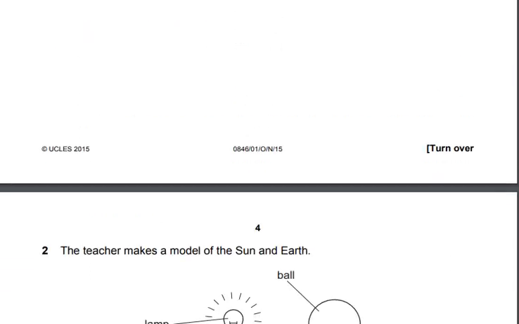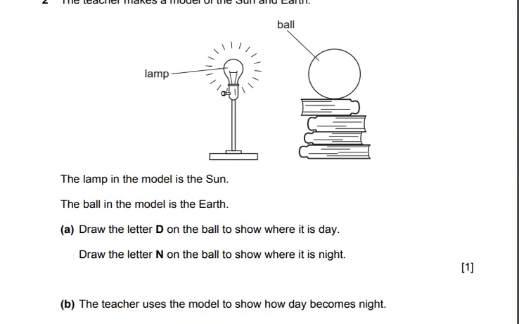Next page, question number 2. The teacher makes a model of the sun and earth. The lamp in the model is the sun, the ball in the model is the earth. Question A, draw the letter D on the ball to show where it is day, and draw the letter N on the ball to show where it is night.